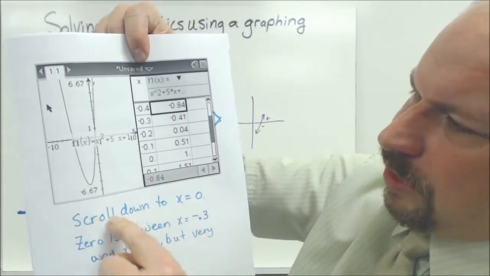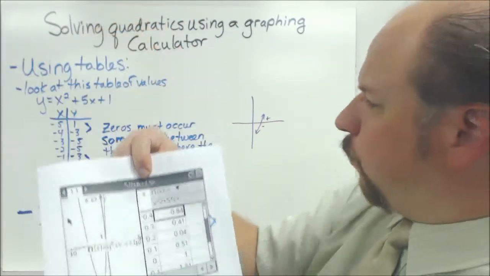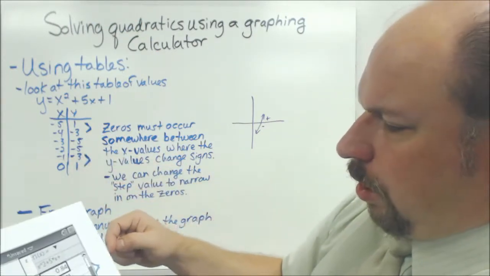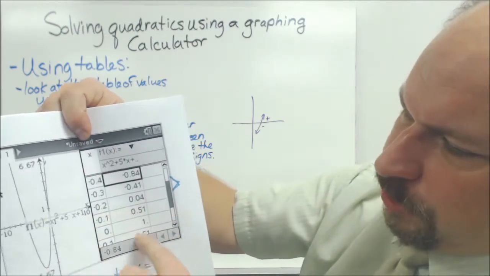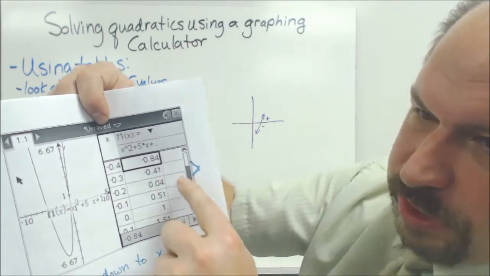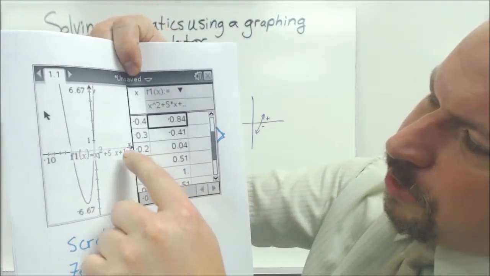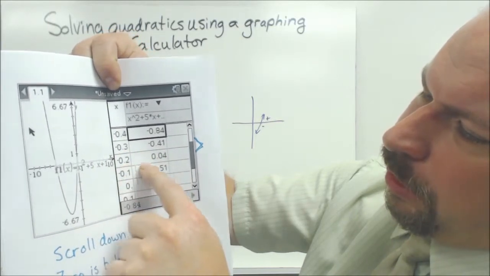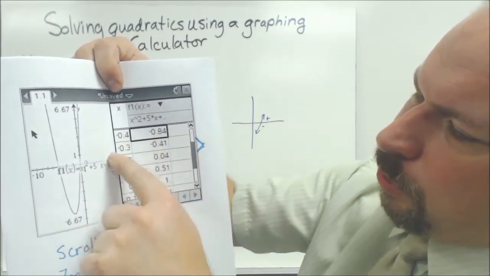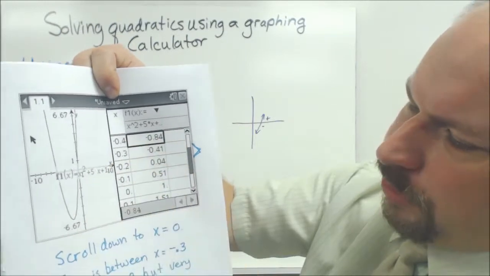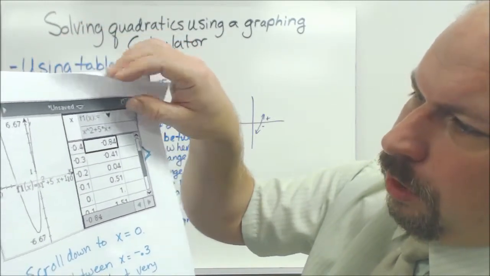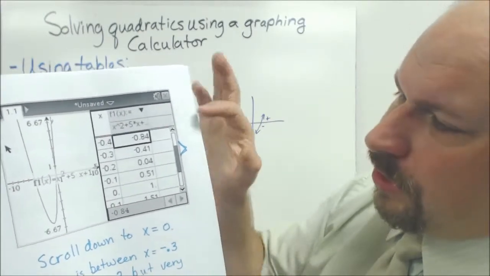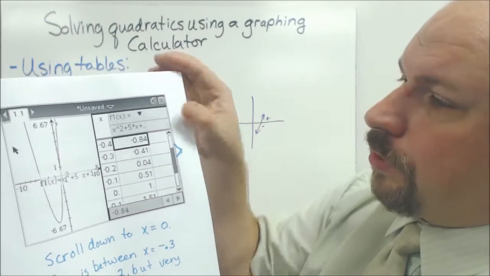So we scroll down to x equals 0, because remember here, it was between 0 and -1. So scroll down to where 0 is on the bottom. And notice here, our 0 is somewhere between, it's negative at -0.3, and it's positive at -0.2. So our 0 is somewhere between -0.2 and -0.3. Okay, so if we needed to make a close estimation of what the 0 is, we could use tables to do that.